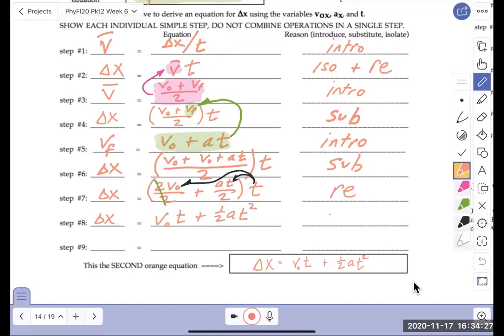And like I say, I blanket all those distributions, factoring, into this category just called rearrange. Okay, so we did it in 8 steps. That's about the minimum I'll take. If you do it on a test and you give it to me in 4 steps, you're probably going to lose points because you combined.